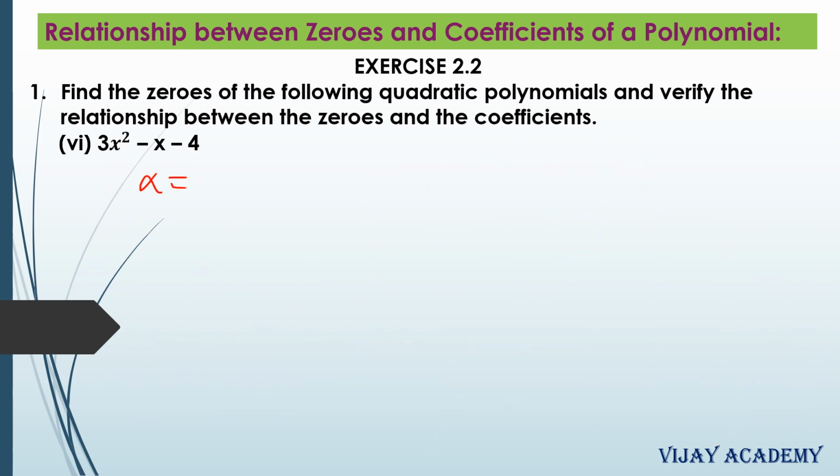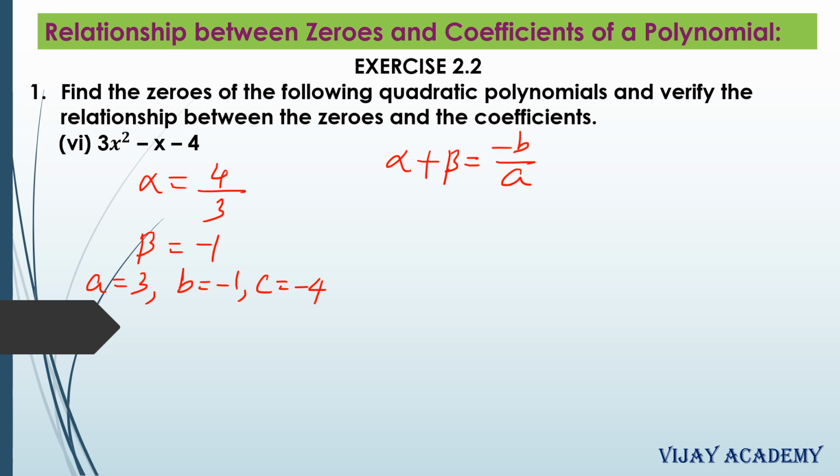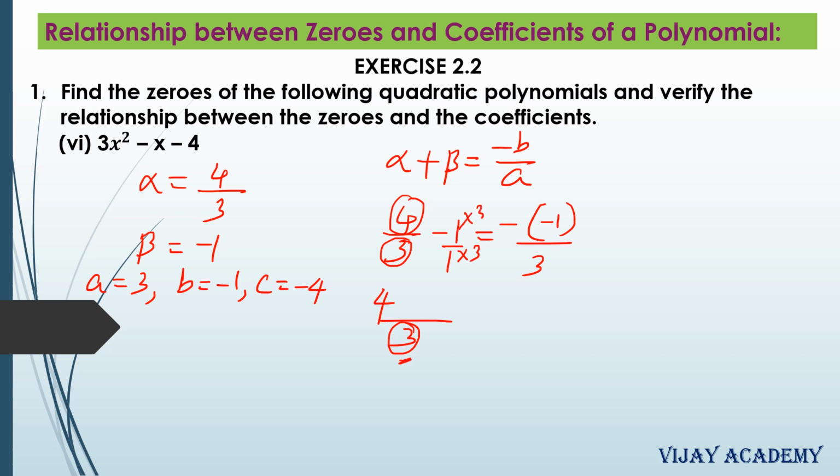So alpha is 4 by 3 and beta is minus 1. Now write the coefficients. A is 3 and B is minus 1 and C is minus 4. So the first relation is alpha plus beta is equal to minus b by a. Alpha is 4 by 3 and beta is minus 1, and minus of b value is minus 1 and a value is 3. Now take the LCM of 3 and 1, we get 3. Now first denominator and LCM are same, so first numerator will be written same, and second denominator is 1, so 1 into 3 is 3. Therefore multiply the numerator also by 3, we get minus 1 into 3 is minus 3 equals to minus of minus 1 is plus 1, so we get 1 by 3. So in the LHS 4 minus 3 is 1, so we get 1 by 3 on both sides.